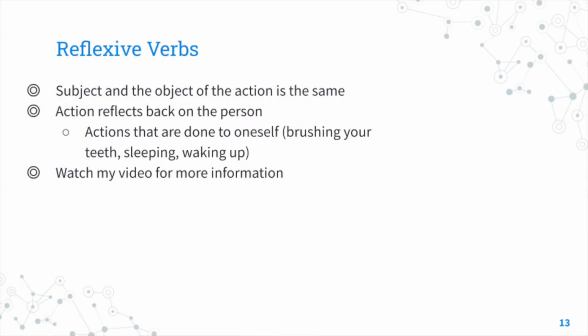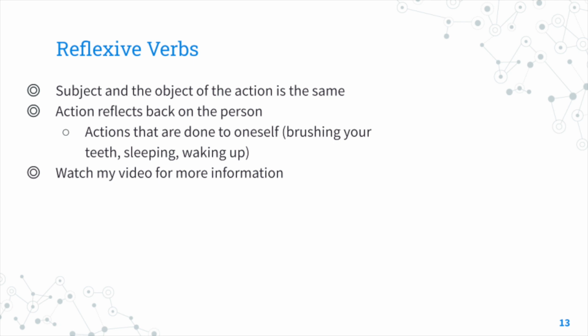Moving on to conditionnel passé with reflexive verbs. But before we do that, we need to know what reflexive verbs are. So in this case, the subject and the object of the action is the same. The action reflects back on the person that is doing it. So these are basically actions that are done to oneself. For example, brushing your teeth, sleeping, waking up, etc.